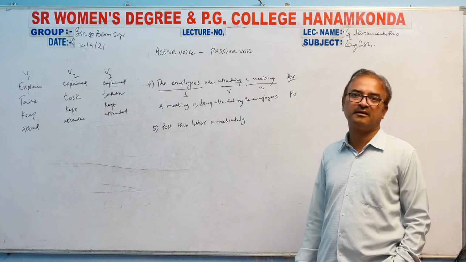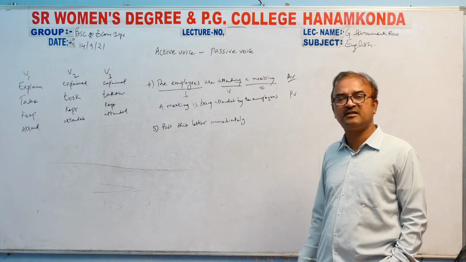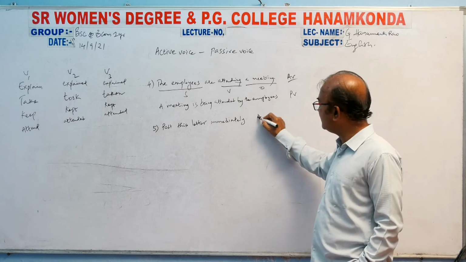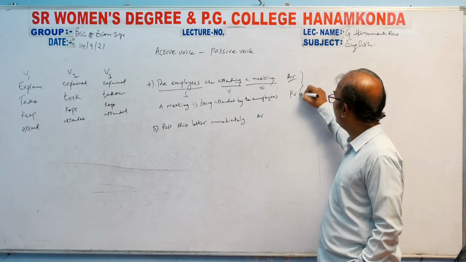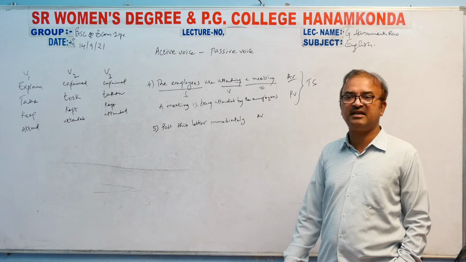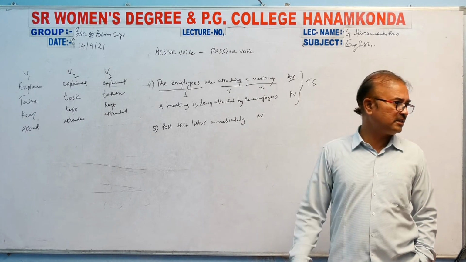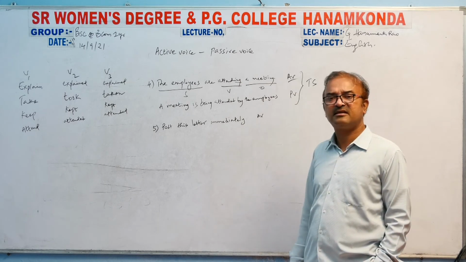What is this? Post this letter immediately. Now I say that the sentence is in active voice, and before that, another transitive sentence. Now let's come to this one. Post this letter immediately. What is this, guys?